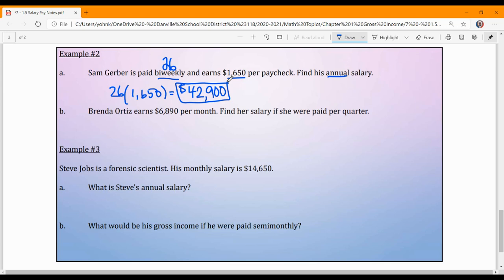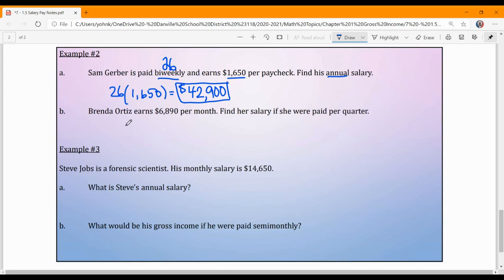Make sure you always ask yourself if your answer makes sense to the problem. It might be tempting to divide here by 26 because that's what we did in the previous problems, but your answer would not be reasonable for how much he would get paid for an entire year. So just always ask yourself, does the answer make sense?